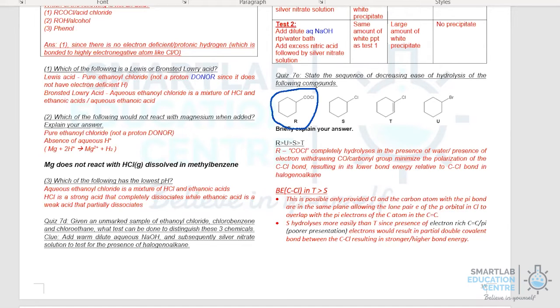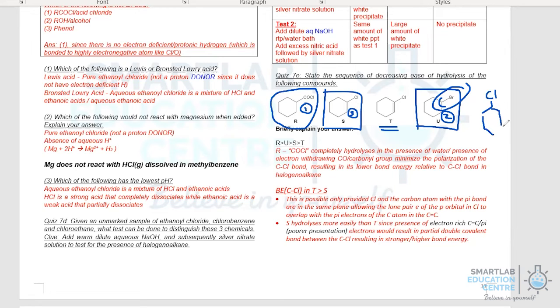Certainly your acid chloride will hydrolyze the most easily, and relative to that, it will be followed by halogenoalkane, and more specifically your bromoalkane, because the Br is much bigger, so the C to Br bond is weaker. So this will hydrolyze the most easily, followed by this, and then this. Why does this hydrolyze the slowest? Because it bears resemblance to that of your chlorobenzene. In the case of chlorobenzene, we mentioned that this bond energy is partial double covalent bond because the p electron overlaps with the delocalized pi electron in the benzene ring.